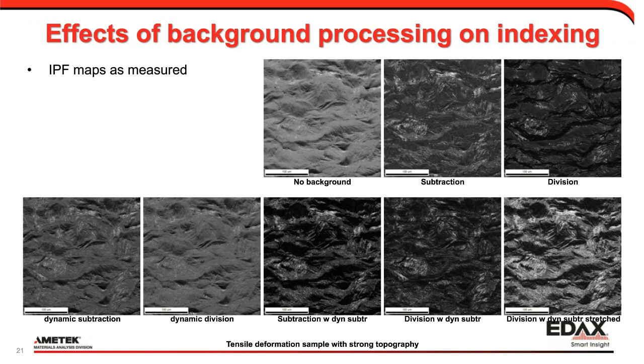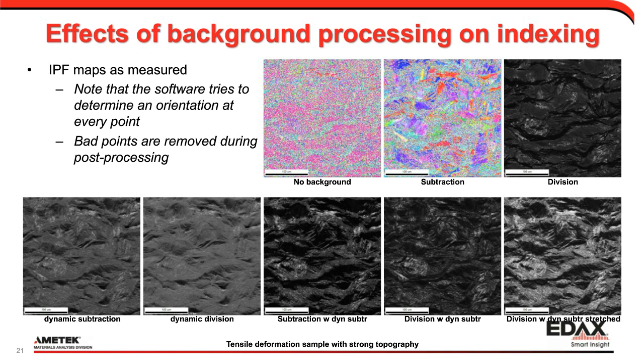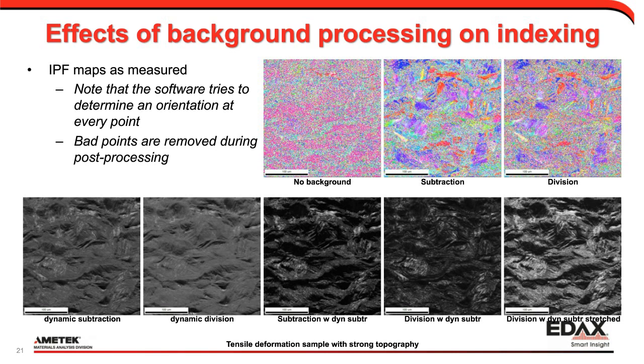So there are the IPFs, and we can actually look at what the IPFs themselves look like. In this case, we are looking at the data sets basically raw, running them through the indexing routine. Here I can see with no background, very speckly areas with some data. If I do a background subtraction, I'm starting to get better data. I'm getting more coherent grains, but still quite noisy. If I do a division, again, very speckly. And I shouldn't be happy with that data as collected with that background division.